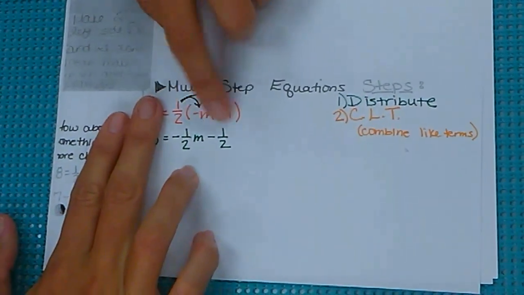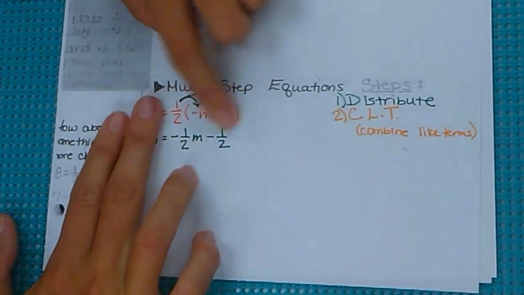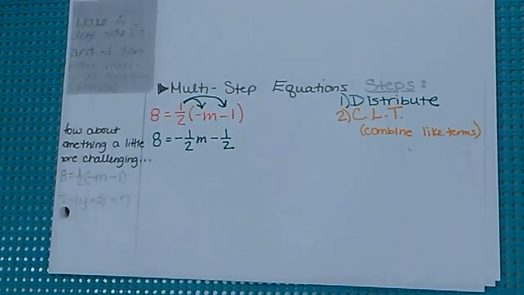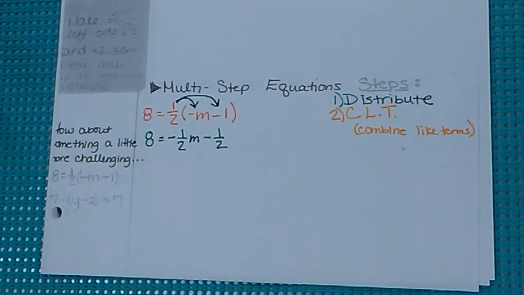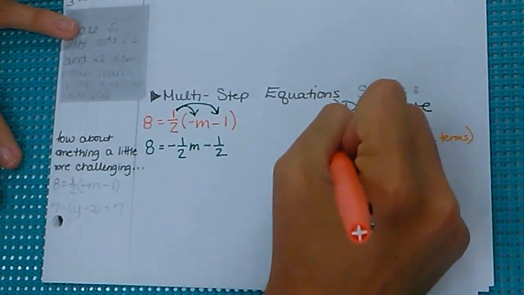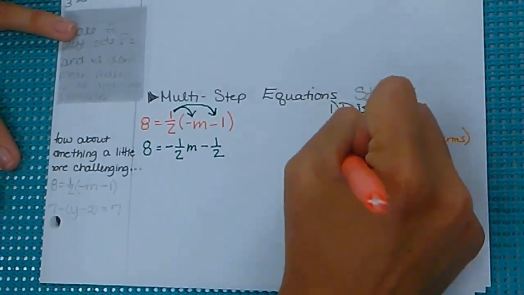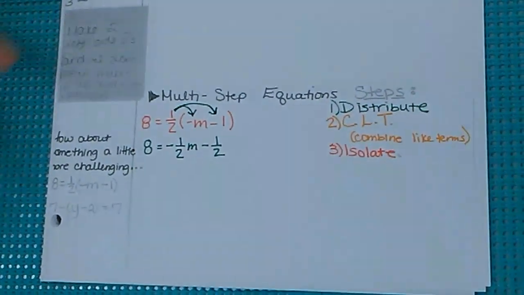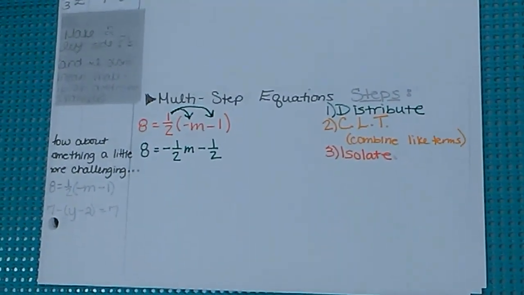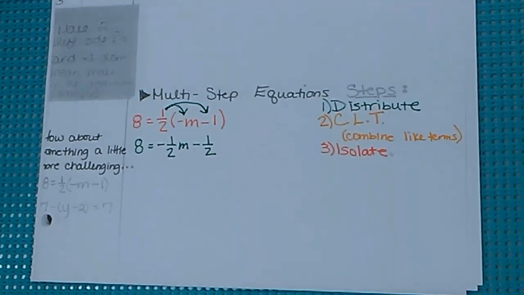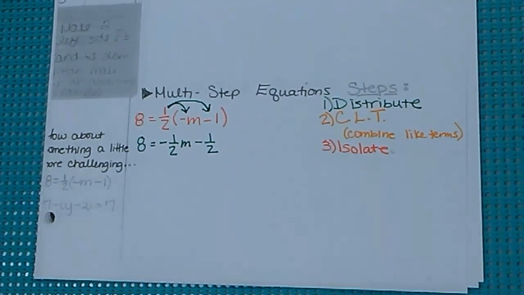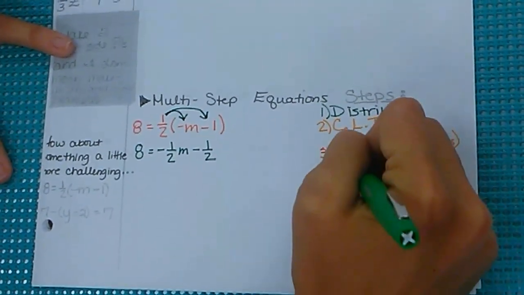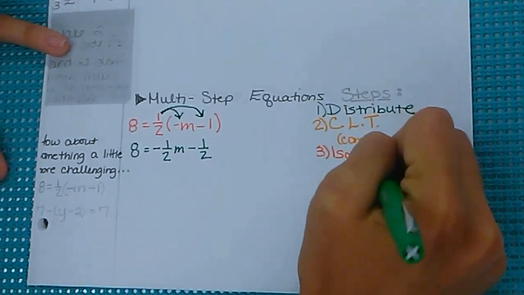Well, I can't combine a 1/2 and a 1/2 m. That m messes everything up. So we can't combine anything, so we're going to go ahead and isolate. We are going to isolate this variable. And what I mean by isolate, think about it. If you're isolated on an island, you're all by yourself. So in order to isolate, we're going to get all the variables to one side and numbers on the other.